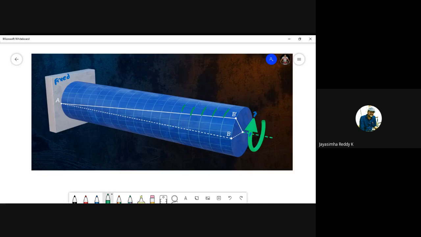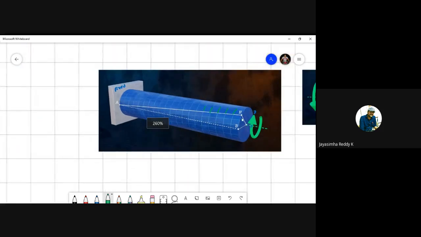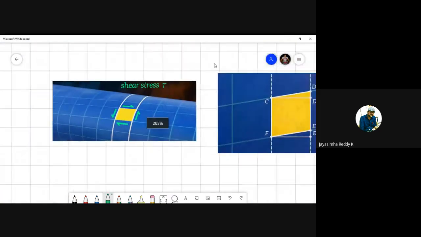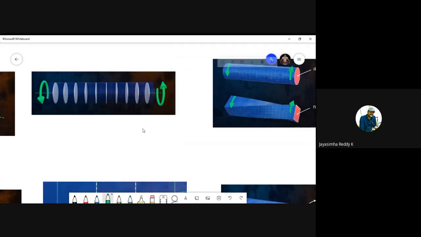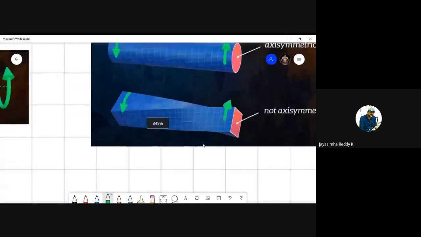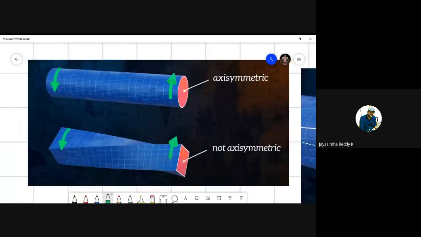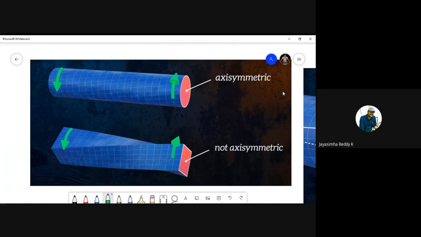Next is parallel planes normal to the axis do not wrap. Let me show you another example. See this photo, students. What we have assumed is a circular shaft, that is an axisymmetric shaft. It is symmetric about the axis. If you assume an axisymmetric shaft, there will be no warping or distortion after torsion.